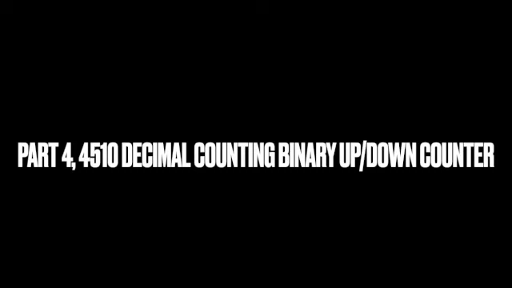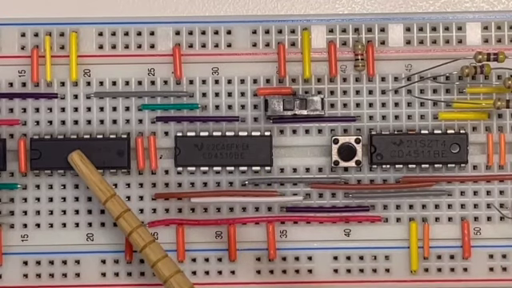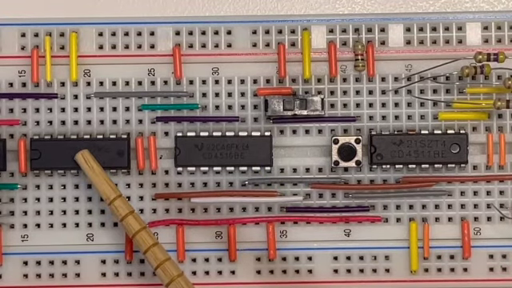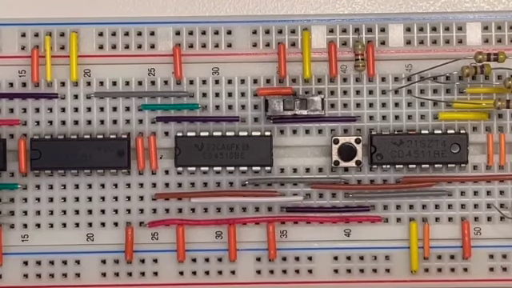Part 4, the 4510 decimal counting binary up-down counter. This is also a specialty chip that can be used to convert the slowed down oscillation signal being produced by the 4017 into actual binary counting, as seen in this footage right here.